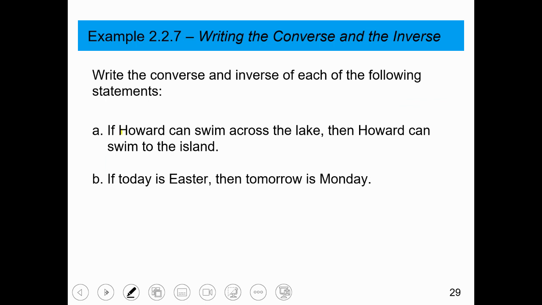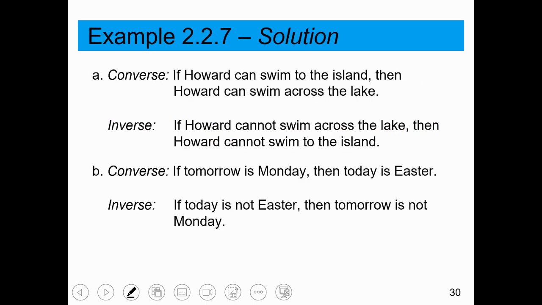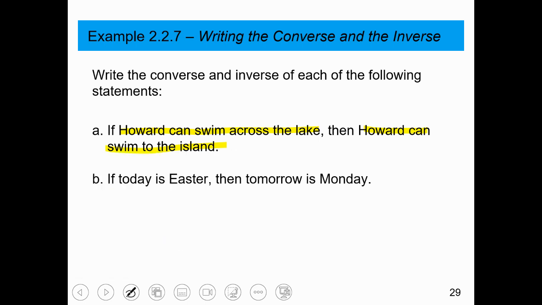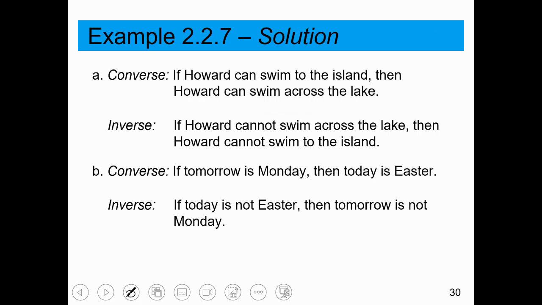So we have our statement, if Howard can swim across the lake, then Howard can swim to the island. So Howard can swim across the lake is P, and Howard can swim to the island is Q. So for the converse, I'm just going to switch those. I'm going to say, if Howard can swim to the island, then Howard can swim across the lake. So that would be Q implies P, just switching P and Q.